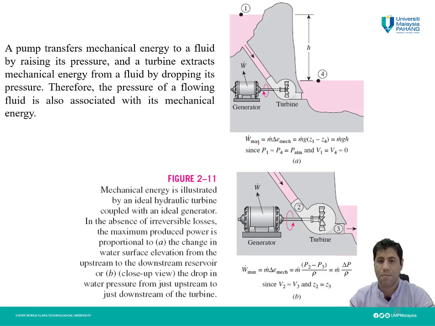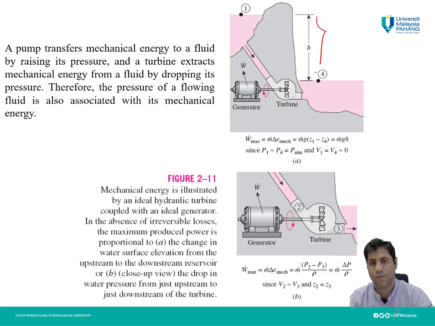Also we have that the maximum power which this system can produce, or W dot max, or energy rate actually, is equal to m dot delta E max. Delta E max means the maximum change in the total energy of the system, times the mass flow rate of the fluid, which is also equal to the rate of change in the potential energy of the fluid.